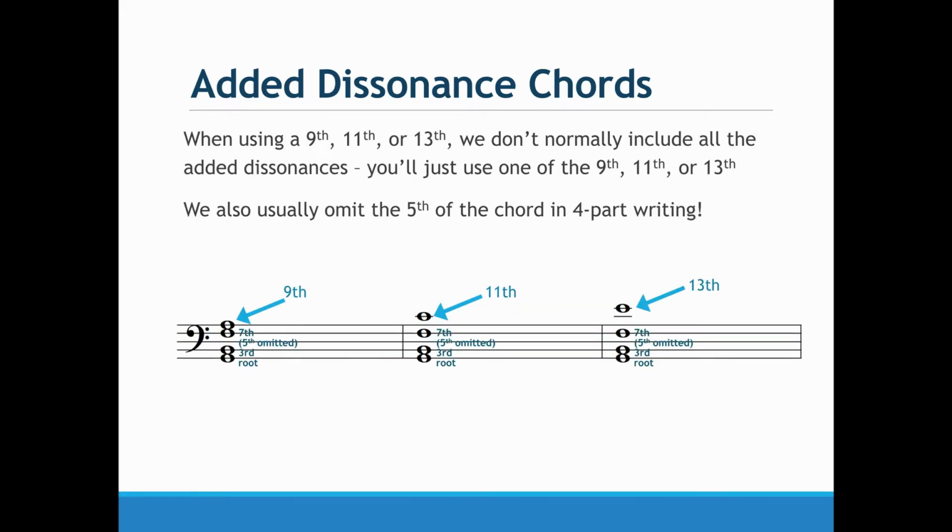When we use 9th, 11th, or 13th, we don't normally include all of the added dissonances. You'll just choose one out of the 9th, 11th, or 13th. As you can see in my examples, that's going to create some spacing between the notes, and that's 100% okay. You'll also notice in my examples that I have omitted the fifth of the chord. This is a very standard procedure when you're writing in 4 parts. If we include all the notes of the chord with a 9th, we have 5 notes, which doesn't quite work in 4-part writing. So it's standard to include the root, third, 7th, and then whatever the added dissonance note is.